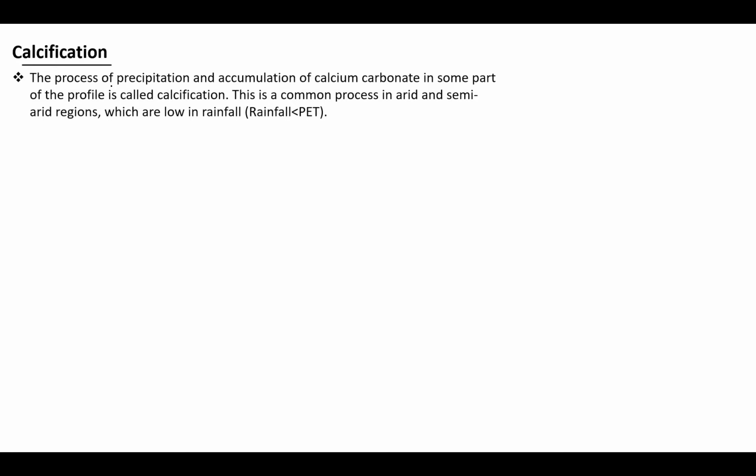What is calcification? The name itself says it is nothing but the precipitation of calcium. Let us see in detail. Calcification is a process of precipitation and accumulation of calcium carbonate in some parts of the profile. Mostly calcification is very common in arid and semi-arid regions where rainfall is very low. There we can see this calcification process, the accumulation of calcium carbonate in the profile.